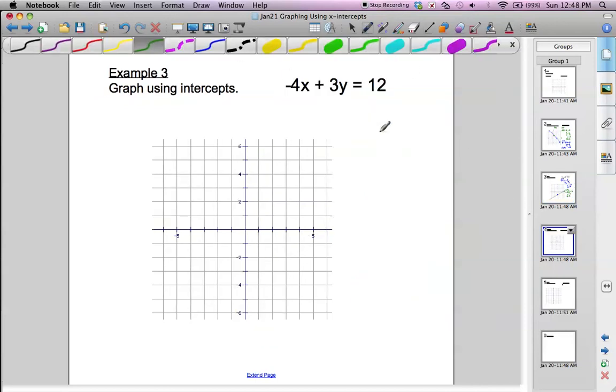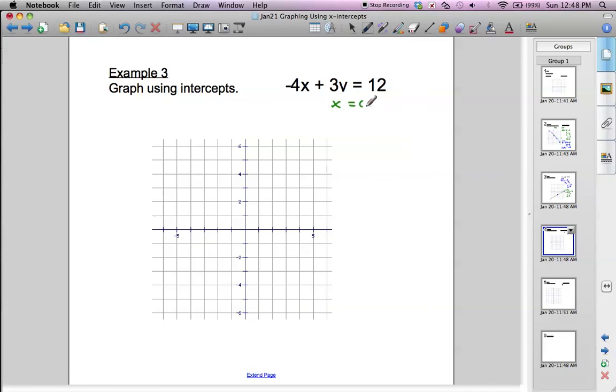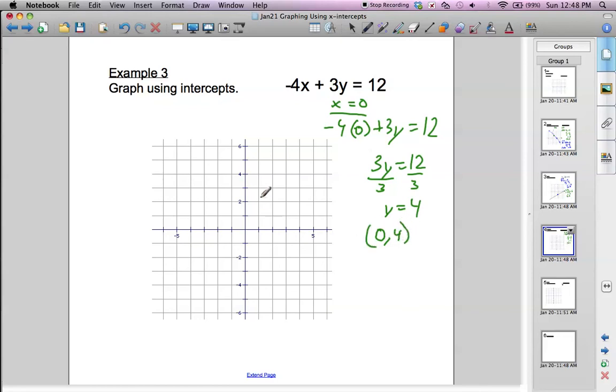Again, same procedure. We let x equals 0. Then we solve for y. So negative 4 times 0 plus 3y equals 12. Then we have 3y equals 12. Divide by 3, we get y equals 4. So 0, 4 is the y-intercept.